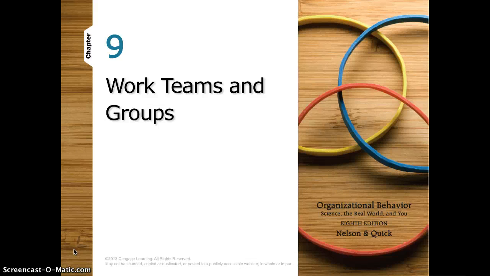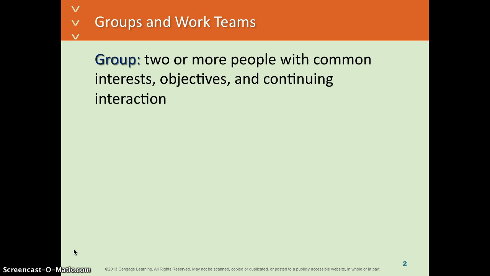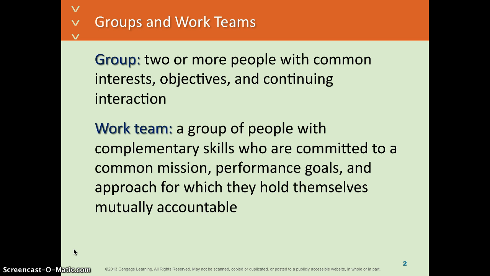Chapter 9, Work Teams and Groups. When you think of a group, it basically is two or more people with common interests, objectives, continuing interaction. A work team is an example of a group. People usually have different skills and they're focused on a goal.